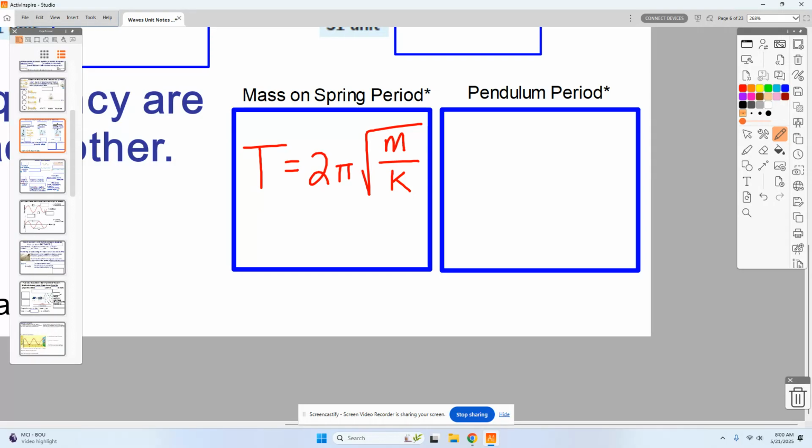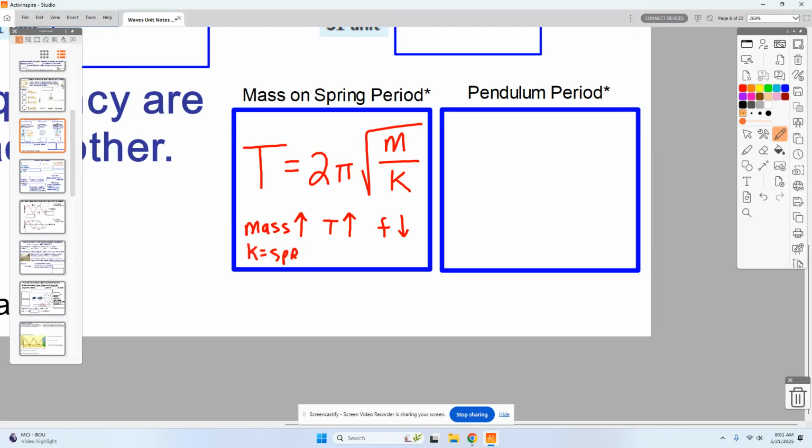So M represents the mass. K is a factor for the spring constant. So the bigger the spring, the thicker the spring, the bigger that spring constant. And so what you should have seen is that as the mass increases, if the mass goes up, the period goes up. If the period goes up, that means the frequency must go down. And you should have seen that on your activity, that increasing the mass makes it take longer for it to go through its oscillations.